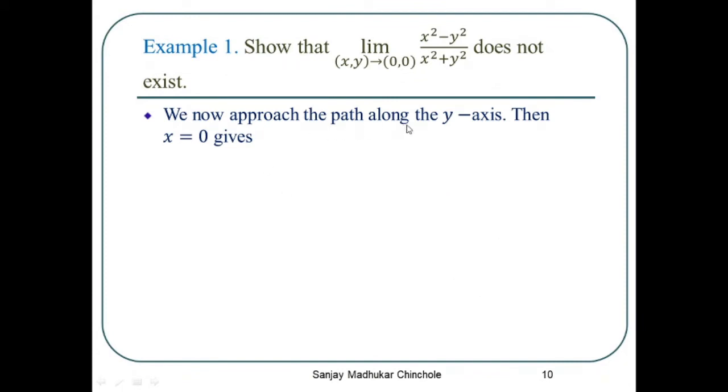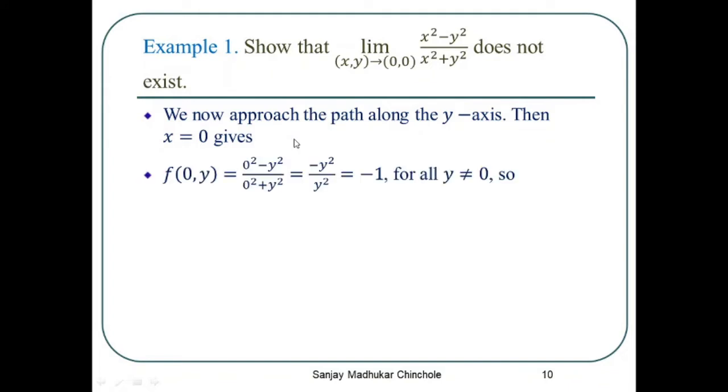We now approach the path along the y-axis. Along the y-axis we have x equal to 0, therefore the function becomes f(0, y) equal to, in the place of x square we replace 0 square. f(0, y) is equal to (0 square minus y square) upon (0 square plus y square), which is minus y square upon y square, equal to minus 1 for all y not equal to 0.